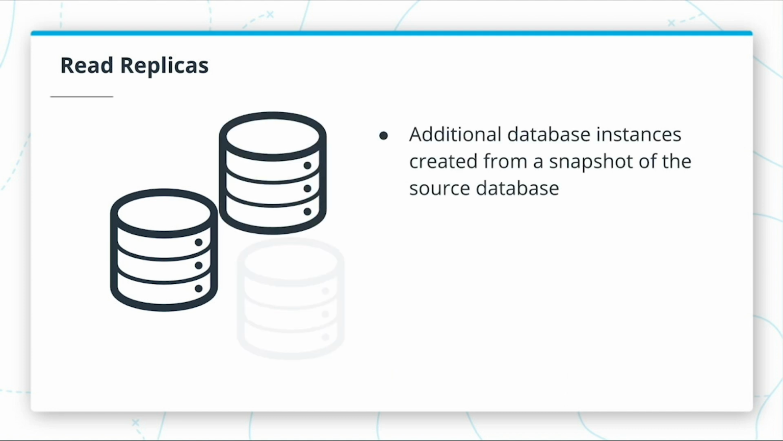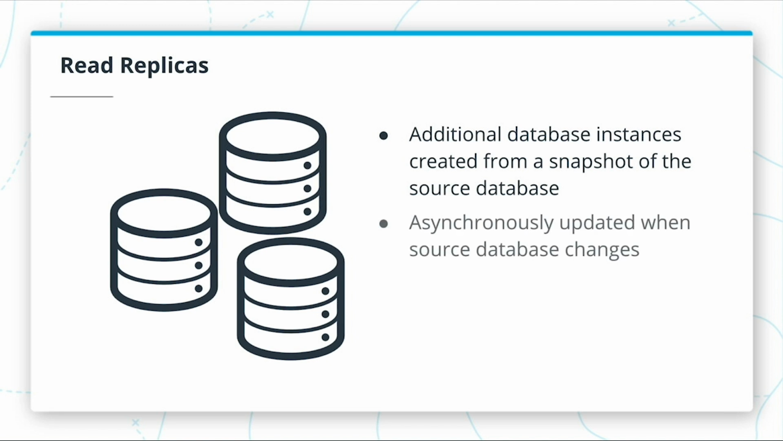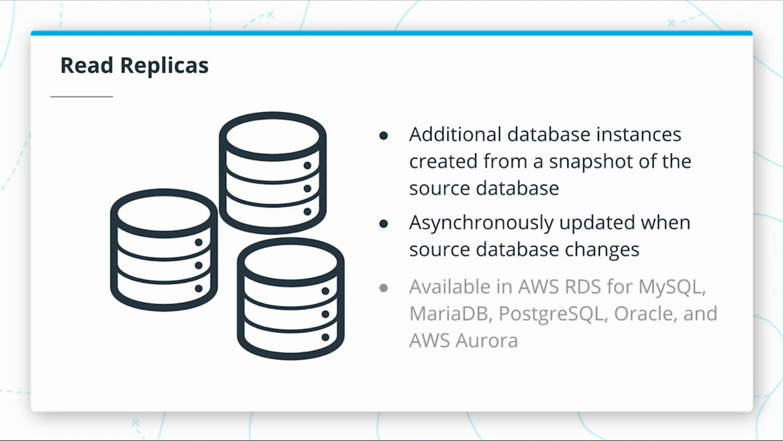Amazon Read Replicas are additional database instances created from a snapshot of the source database. Read Replicas are asynchronously updated when there are changes made to the source database, and they are available in AWS RDS for MySQL, MariaDB, PostgreSQL, Oracle, and AWS Aurora.